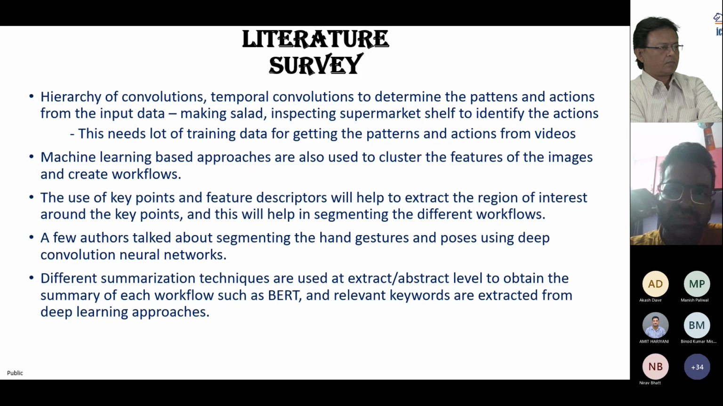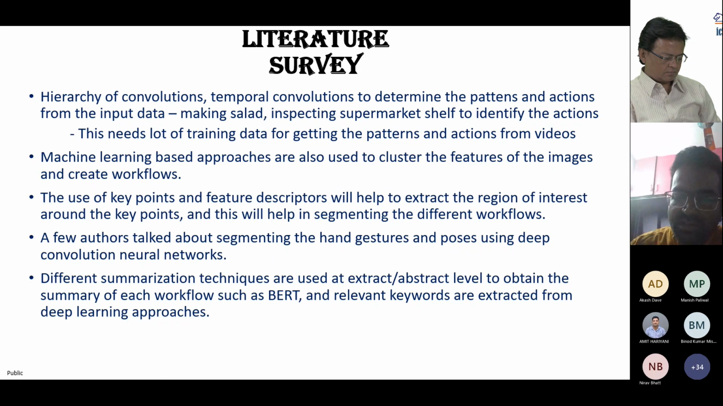Other applications use machine learning. Typically, with unsupervised methods, we can use machine learning approaches to cluster the features of the images, use feature descriptors, and do feature matching to match the frame features. We also need segmentation algorithms, a couple of which are already available, and summarizing techniques, which we use to get the summary of the video content and see what is happening in that particular workflow. Basically, all these workflows will be used in AR content creation.